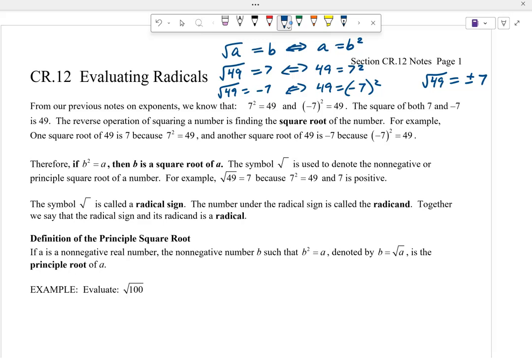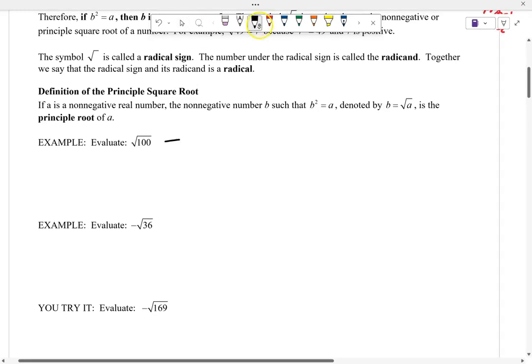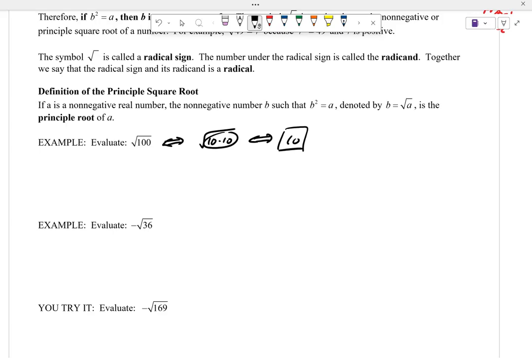But in most textbooks or homework problems, when they're asking you to find the square root of 49, they're usually just asking for the principal root, the positive one. So for the first example, the square root of 100, the second root, we know 10 times 10 is 100. We're just going to say it's 10. We're not going to give both roots. We're just going to give the principal root.